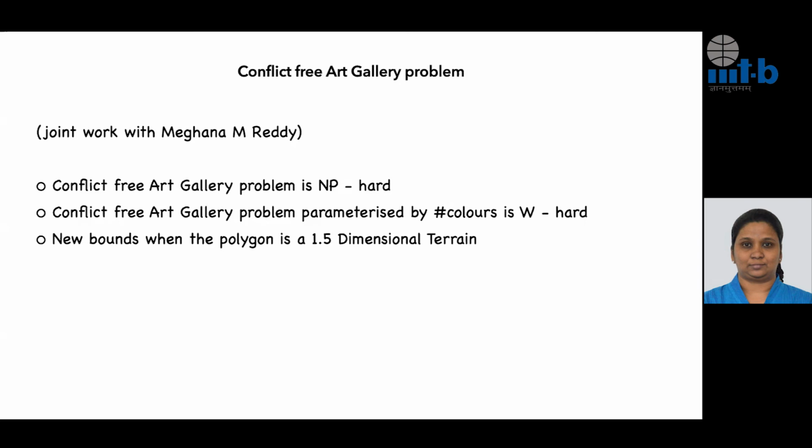But we are able to come up with better algorithms and bounds for the art gallery problem when the polygons are a special type of polygon called 1.5 dimensional terrains. Among other polygons, we also looked at some orthogonal special polygons. I'm not going into the proofs or the details of how this was proved. This work was presented at the Frontiers of Algorithms conference, Sanya, China in 2019. Okay, so maybe I'll just move to the next class.